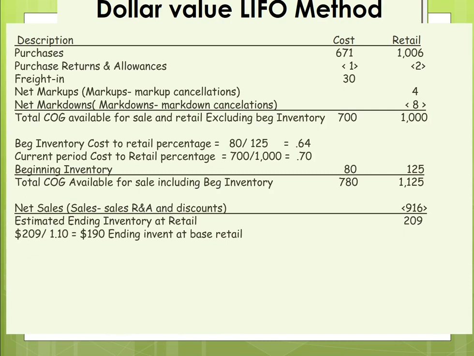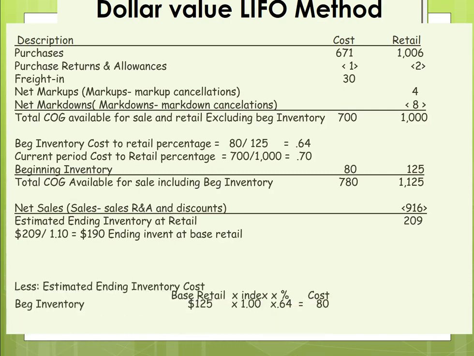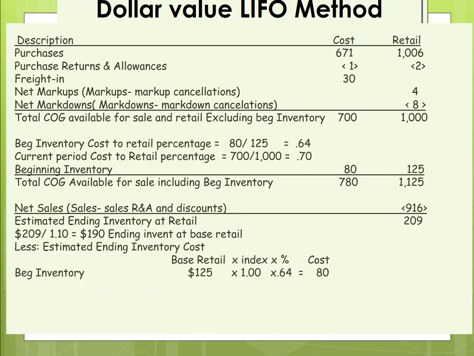Now, the first thing we have to do is take that 209 and divide by the year-end index, and in the problem it said it was 1.10, so that means it's $190 ending inventory at base retail. So we're going to take our beginning inventory of 125, and we're going to take it times 1 because it's the beginning, times the percentage of 64%, and that tells us the cost for that portion of our ending inventory is $80.